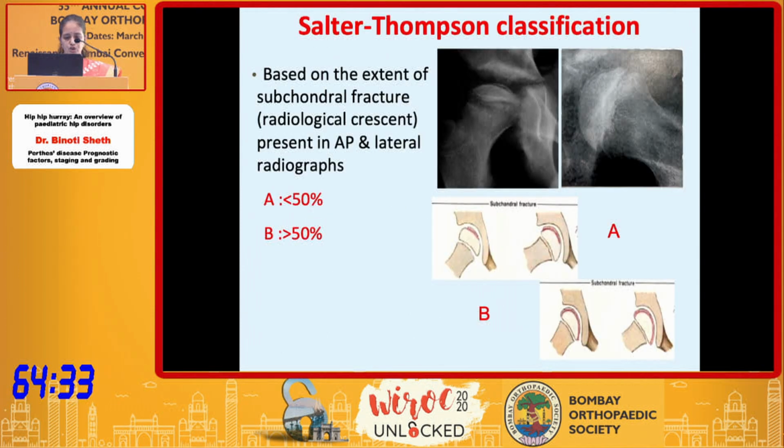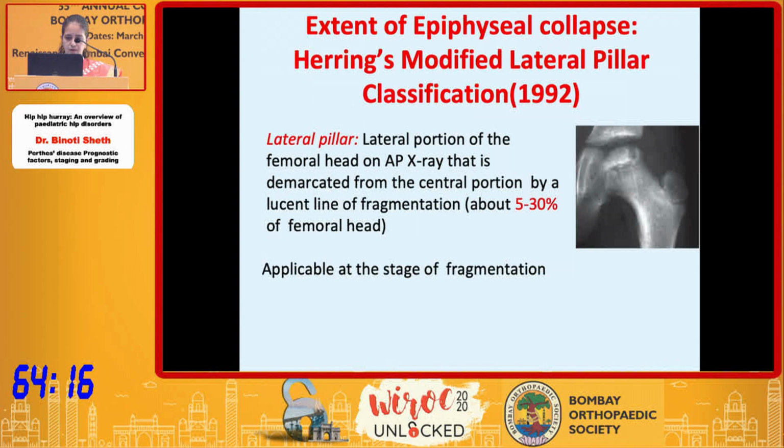The Salter-Thompson classification is based on the extent of subchondral fracture, which is seen as a radiological crescent present on AP and lateral radiographs. And you divide it as class A, where less than 50% of the head is involved, and class B, where more than 50% of the head is involved.